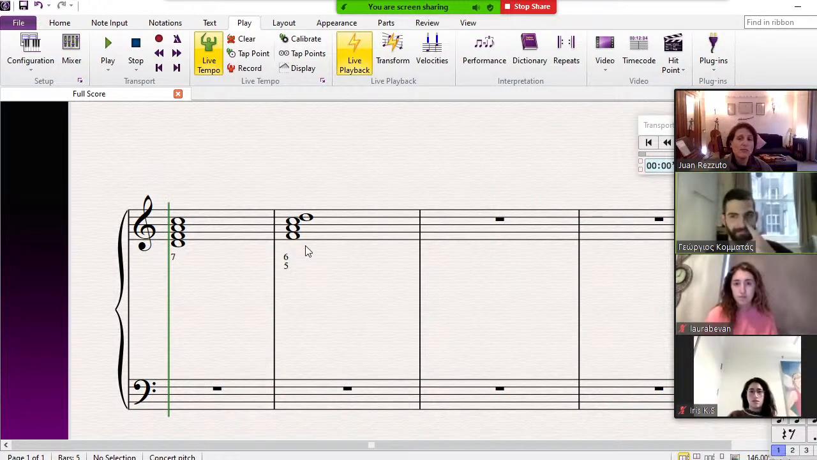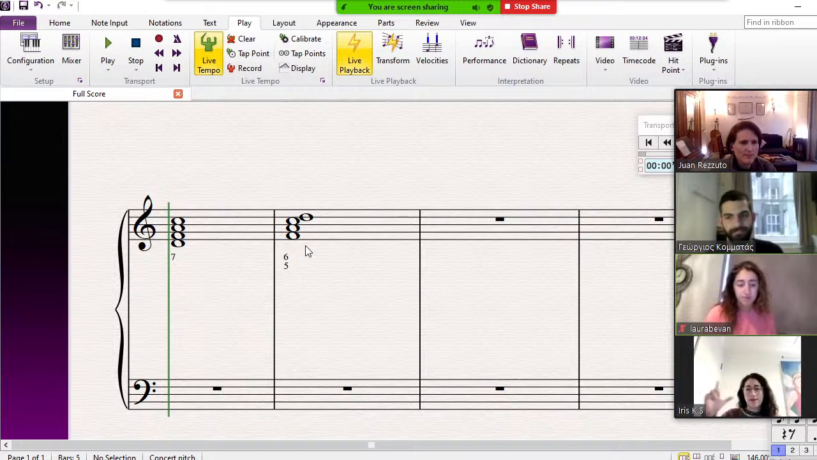Laura, do you know anything about the figure bass, or do you have any knowledge? Because Georgios already studied harmony before. No, I don't. Okay, so do you know why they're called 6-4, 6-5, 7? Those numbers.